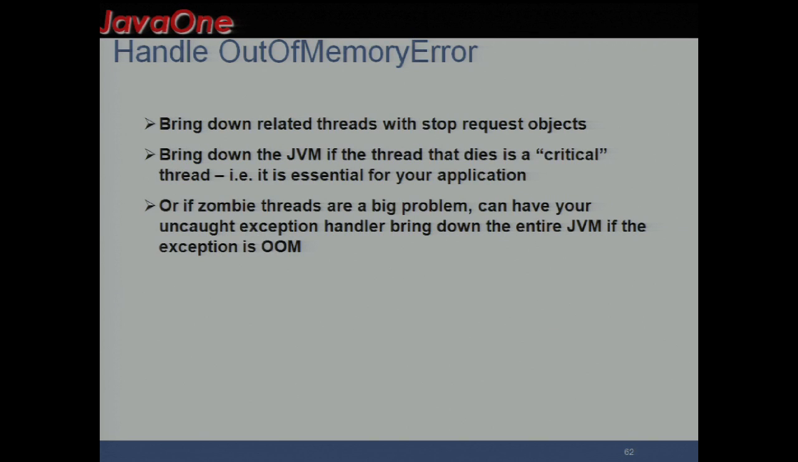So one way to do that is with stop request objects. We'll talk about that in just a moment. But if you've got what I call a critical thread, a thread that your application just has to have, if this thread goes down, you're not going to get anything done. So if that happens, you probably want to bring the entire JVM down. We'll talk a bit about how to do that. Now, if you're having lots of problems with zombie threads, and when you get out-of-memory errors everything just doesn't seem to work, you might just want to bring down the entire JVM all the time, but you shouldn't have to do that.